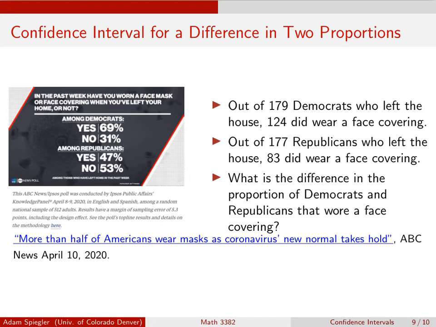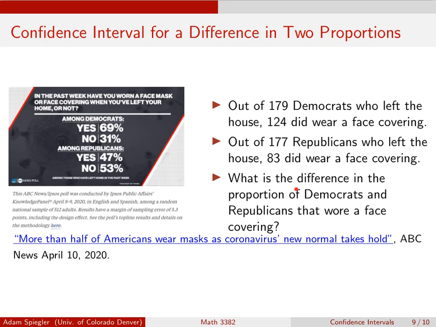And let me just admit that I couldn't actually get the raw numbers from this. If you click on this website over here, it just gives us proportions. So let's say that there were 179 Democrats in this sample, and 124 of them did wear a face covering in the past week. And that would work out to the 69% that we saw in this survey. And let's say there are 177 Republicans who said they left their house in the previous week. And out of those 177, 83 of them said they wore a face covering. That works out to this 47% that we're seeing over there.